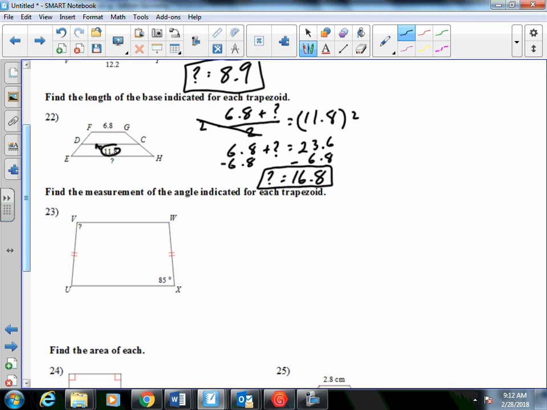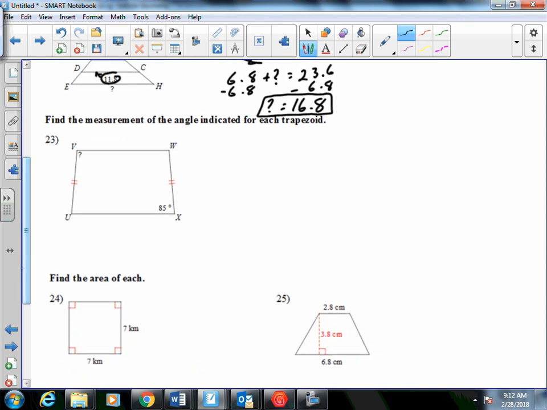All right, and 23, find the measurement of the angle indicated for each trapezoid. This is a trapezoid, and you can see that VU and WX are congruent sides, so that makes it an isosceles trapezoid. Since it's an isosceles trapezoid, the base angles are the same. So whatever V is, W is the same measure, and X is 85 degrees, so U would also be 85 degrees.